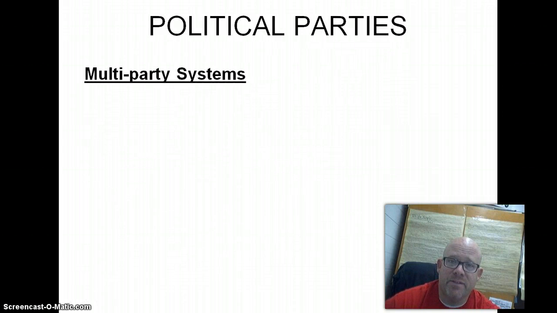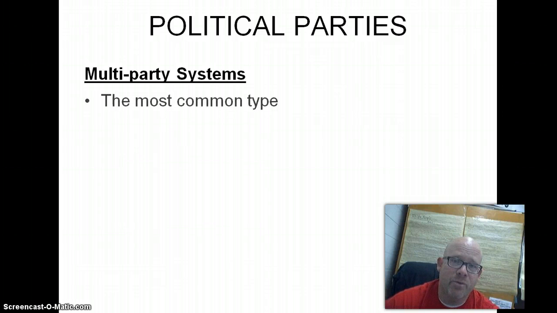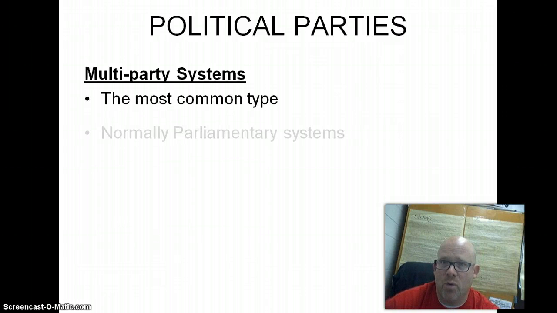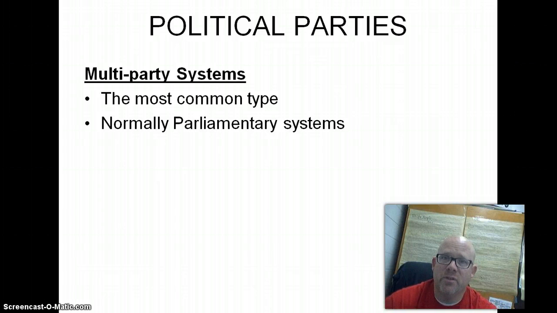All right, the other type of system is a multi-party system, and that is the most common type of system that you'll find around the world. And normally these systems are going to take on parliamentary type governments, parliamentary systems, unitary powers. They are going to elect representatives, and from that representative body, the majority party is going to go ahead and elect the executive portion, or make government. So you have a fusion of the representative body and the executive body.